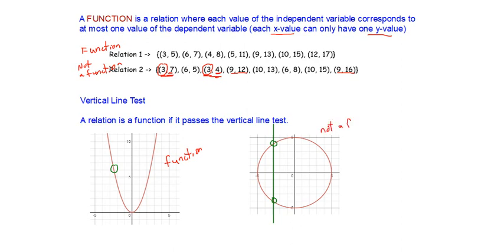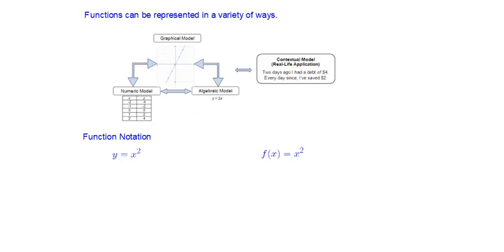So that's a quick way that you can tell just by looking at the graph whether something is a function or not. If you need to look at the table of values, then you can use the example that we used up above. All right, moving right along with our function review. We can represent functions in a whole bunch of different ways. We've already looked at a graph. We've looked at a table of values. You can also look at an equation, an algebraic model, and a real-life application or a contextual model.